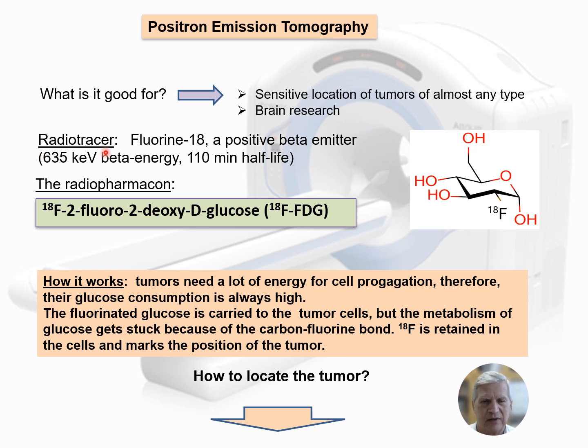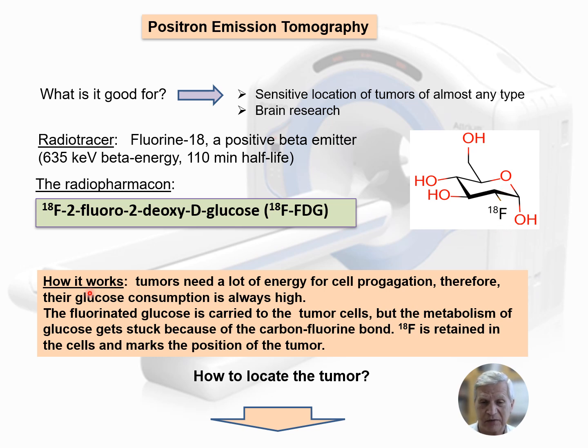What is the radiotracer? This is fluorine-18, a positive beta emitter, which has a relatively short half-life, so we should hurry a little bit, but this is not a problem now. The radiopharmaceutical, so the molecule which is labeled with fluorine-18, is actually glucose. You can safely forget this complicated name. Just remember that it is the typical, regular glucose. However, one OH group, which would originally be here, is replaced with fluorine-18.